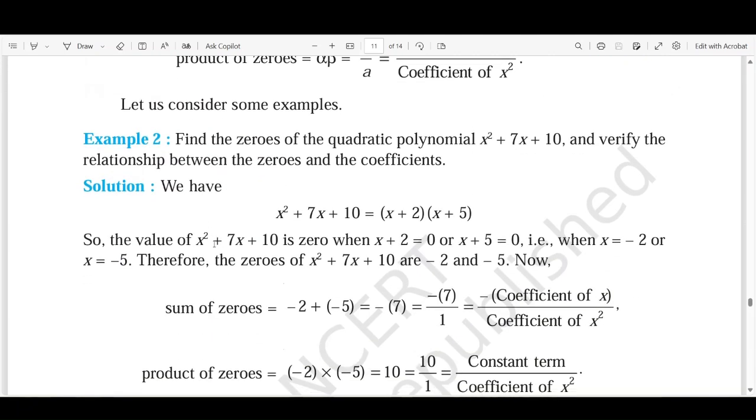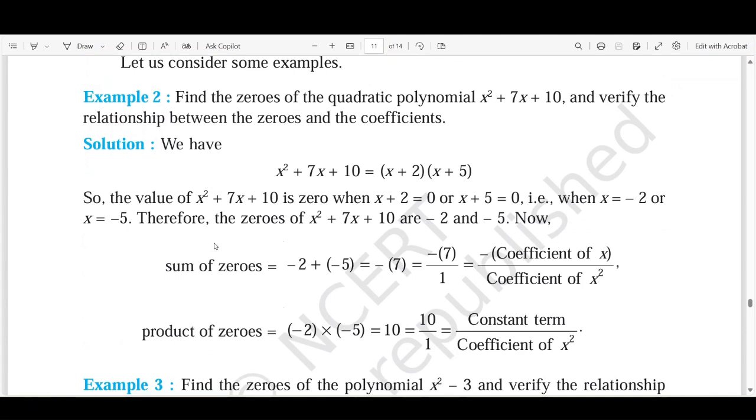Next, moving on to example 2: find the zeros of the quadratic polynomial x square plus 7x plus 10 and verify the relationship between the zeros and the coefficients. So now they have factorized the quadratic polynomial and obtained the factors, and by equating them to 0, we are getting the x values to be minus 2 and minus 5.